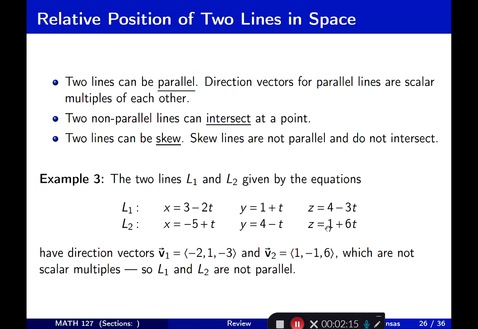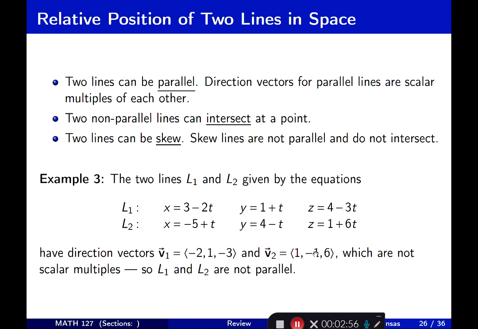How do I find the direction vector for the first one? What multiplies t for x is negative 2, goes right here. What multiplies t for y is 1, goes right here. What multiplies t for z is negative 3 and goes here. And for L2, what multiplies t for x is 1, for y is negative 1, for z is 6. These two are not scalar multiples of each other, so L1 and L2 are not parallel.